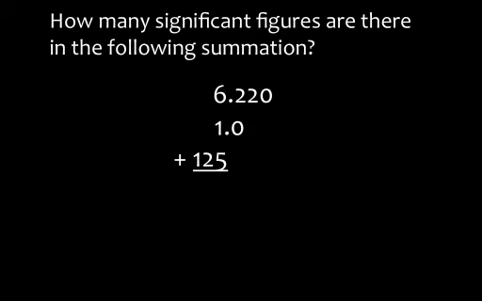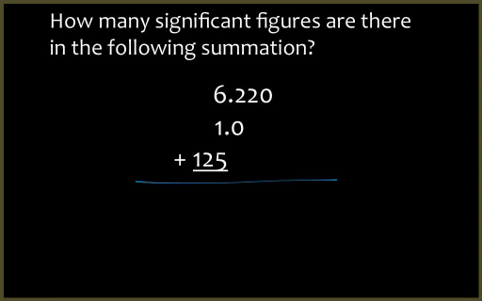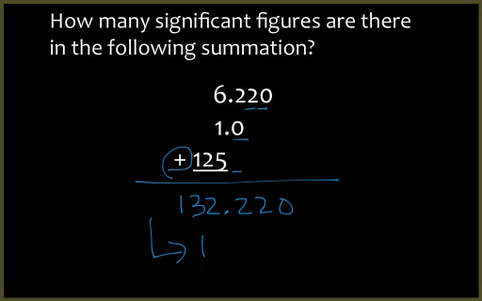So for this one, how many sig figs are in the following summation? So if we added all of this up, we would end up with 132.220. Okay, and then we're going to look at what we're adding here, and since we're adding, we round to the lowest number of decimal places. So this has 3 decimal places, this has 1, this doesn't have any, so that means our answer has to be rounded to the nearest whole number. So this one can't have any decimal places. So this would be reported as 132 with no decimal places. And that again is because this number here limits the number of decimal places we can have.